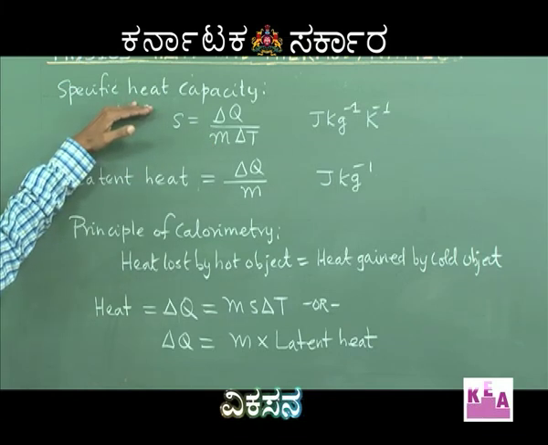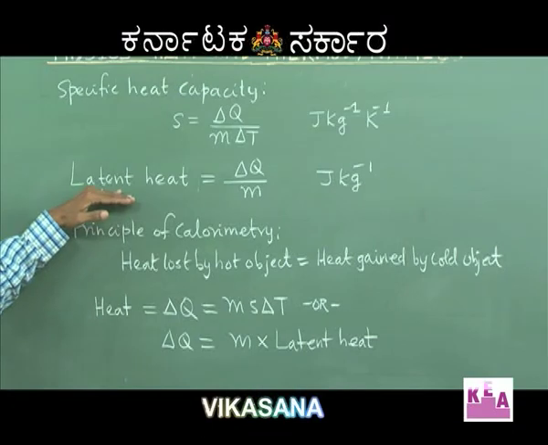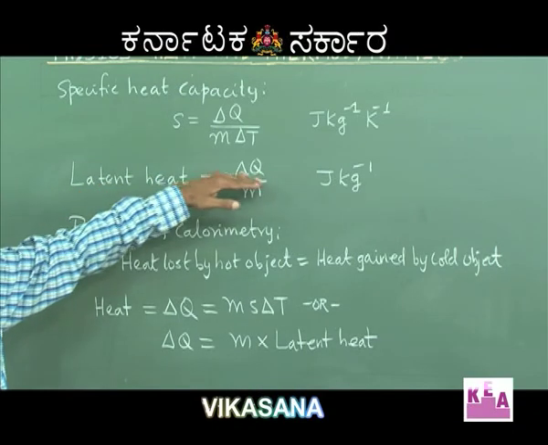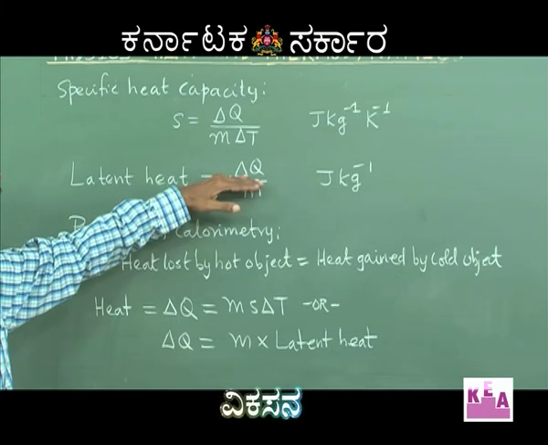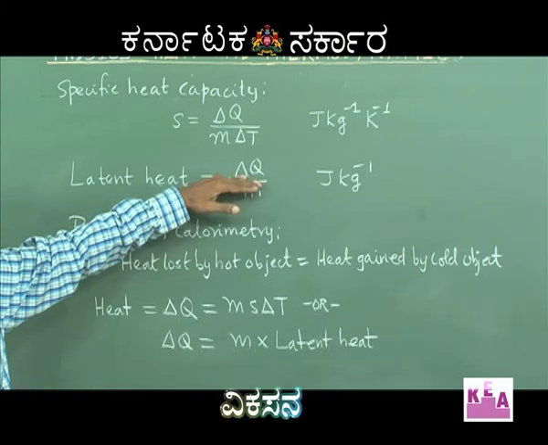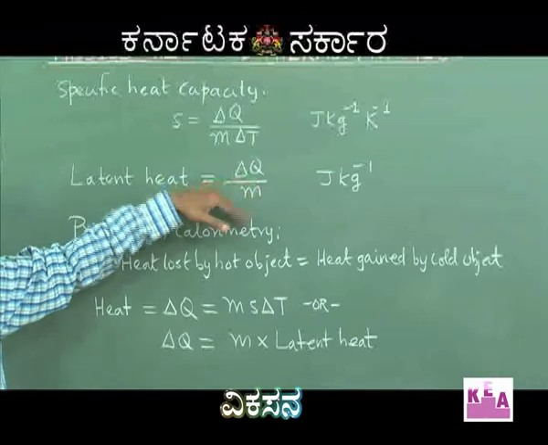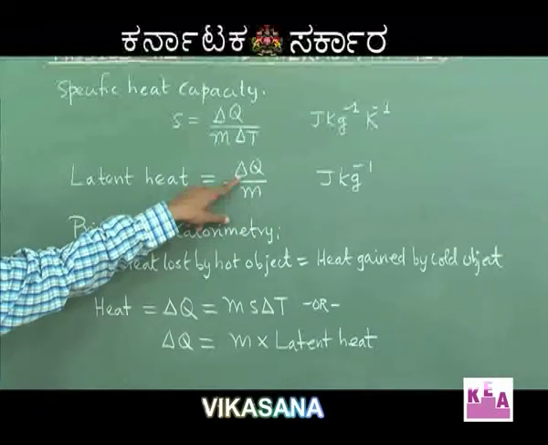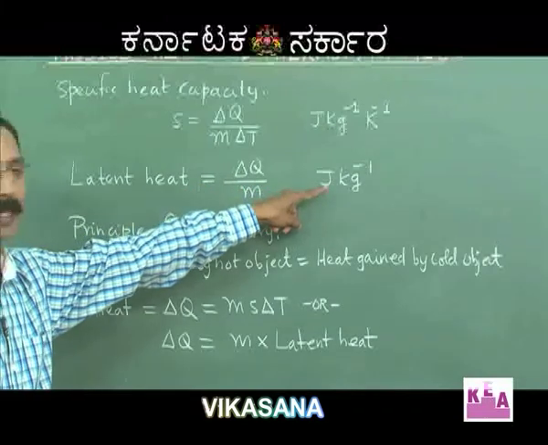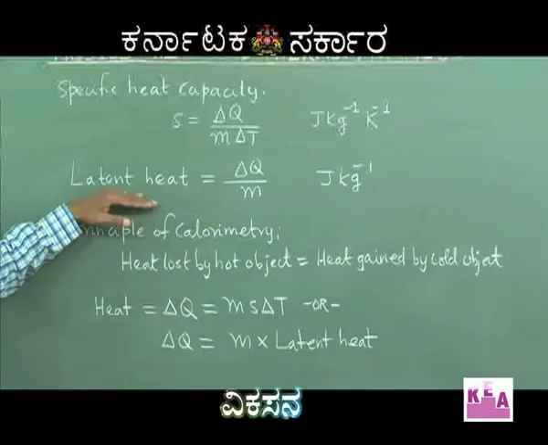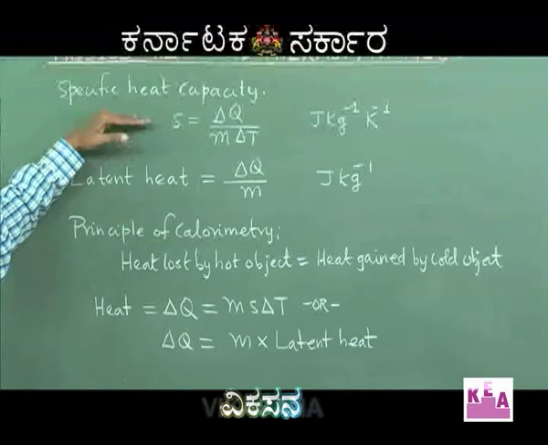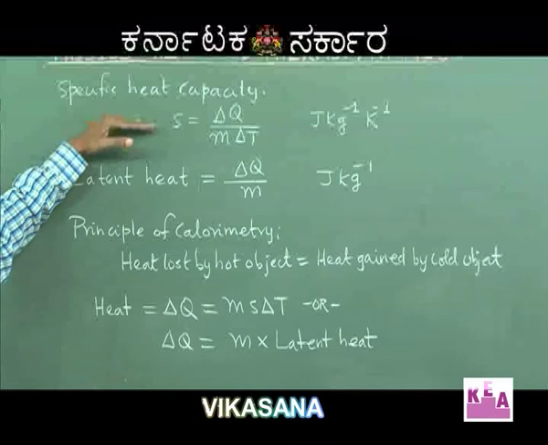specific heat capacity. But there is another kind of heat capacity, that is called latent heat, which is defined as the amount of heat energy required to change 1 kg of a substance from one state into another state without changing its temperature. It is the amount of heat energy divided by mass, with SI unit joule per kg. In the case of latent heat, we do not change the temperature, but only change the state. In the case of specific heat capacity, we do not change the state, but only change the temperature.